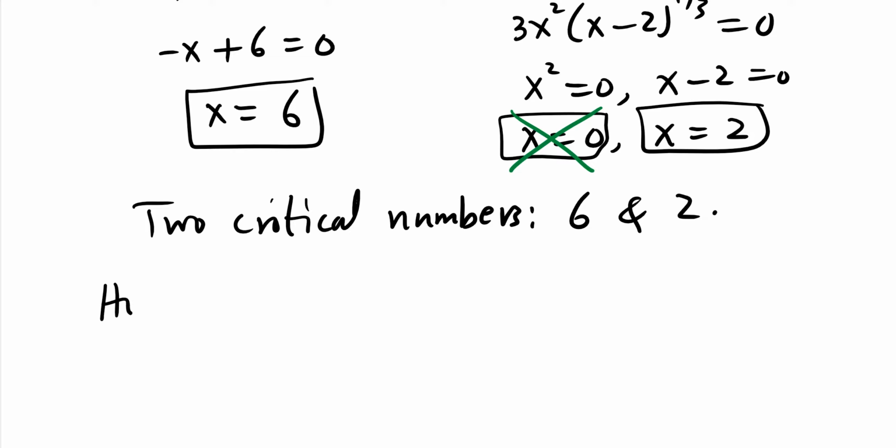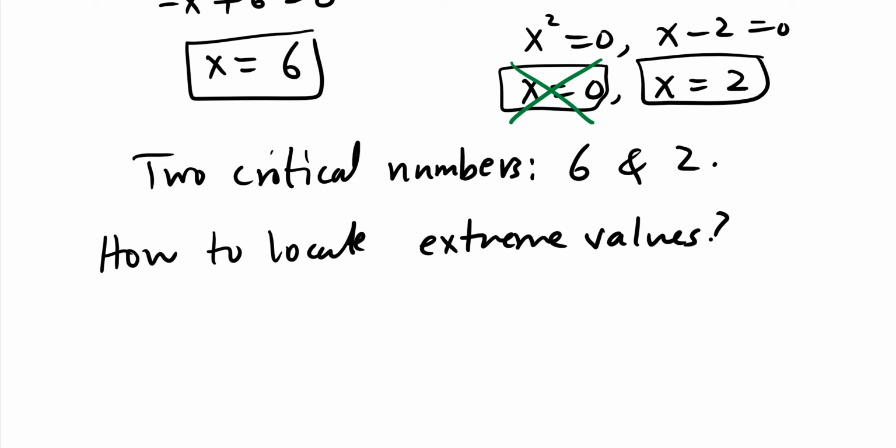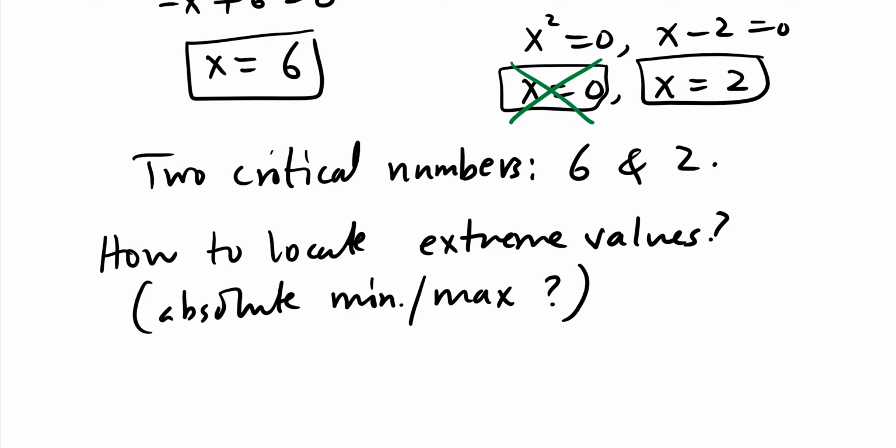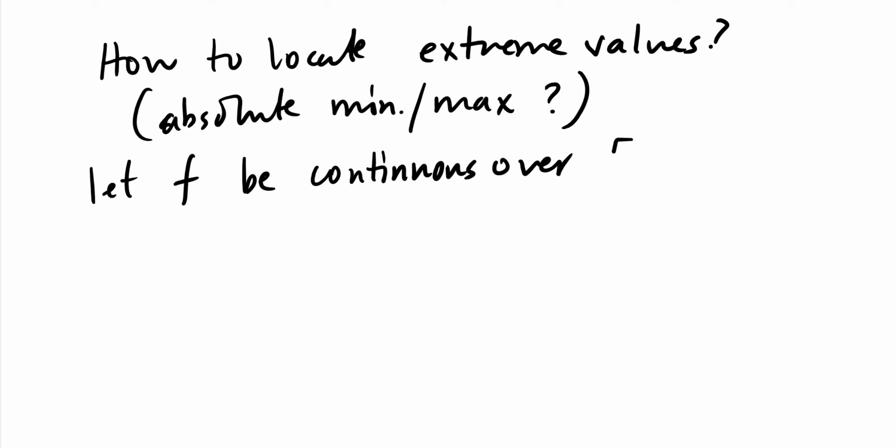So the question is how to locate the extreme values. In other words, how do you find the absolute min and absolute max? How do we find them? Okay, so to do so, there are some guidelines. Let f, a function f, be continuous over the interval [a, b].